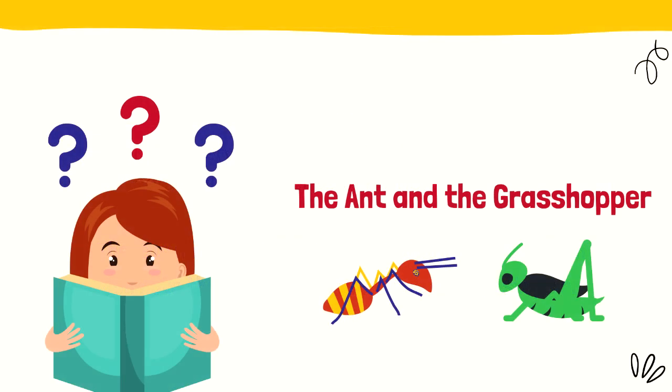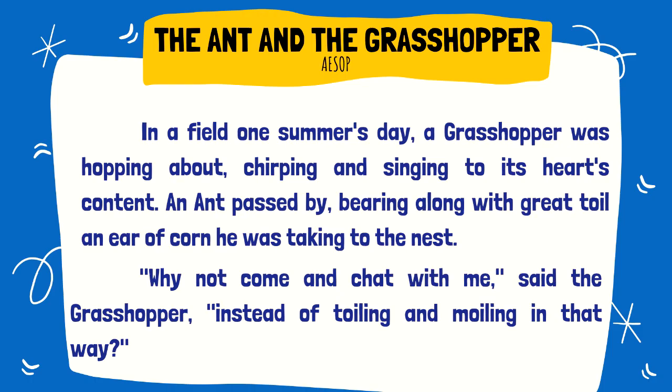Now, let us look at the story that Jane was reading and try to answer the question words. In a field one summer's day, a grasshopper was hopping about, chirping and singing to its heart's content. An ant passed by, bearing along with great toil an ear of corn he was taking to the nest.